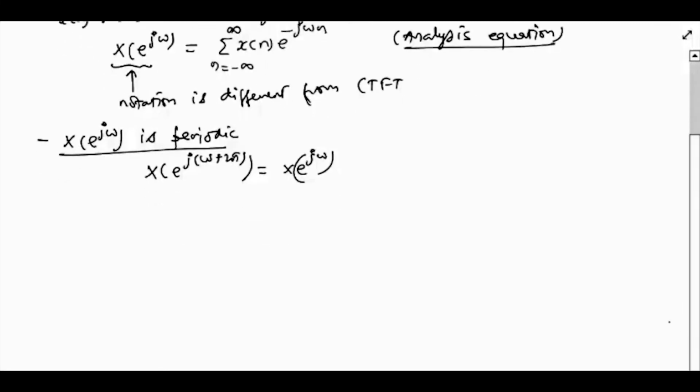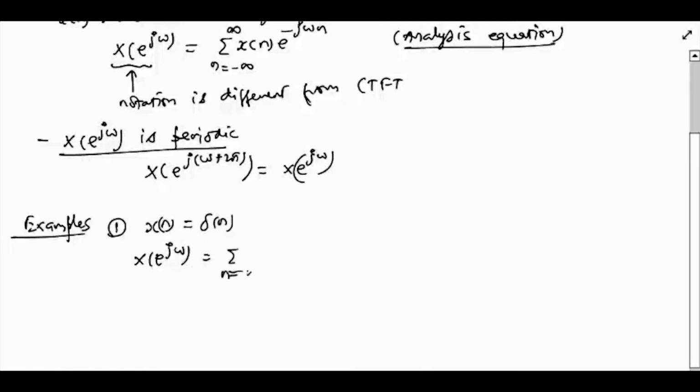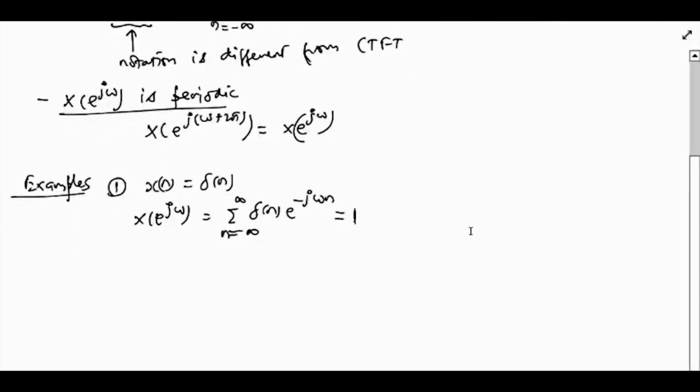Let us see a few examples. Example 1 is where x[n] is the Dirac delta function, that is, it is δ[n]. Then what about X(e^{jω})? If we just apply the definition, it becomes the sum from n equals minus infinity to infinity of δ[n] e^{-jωn}, which in turn is equal to 1.